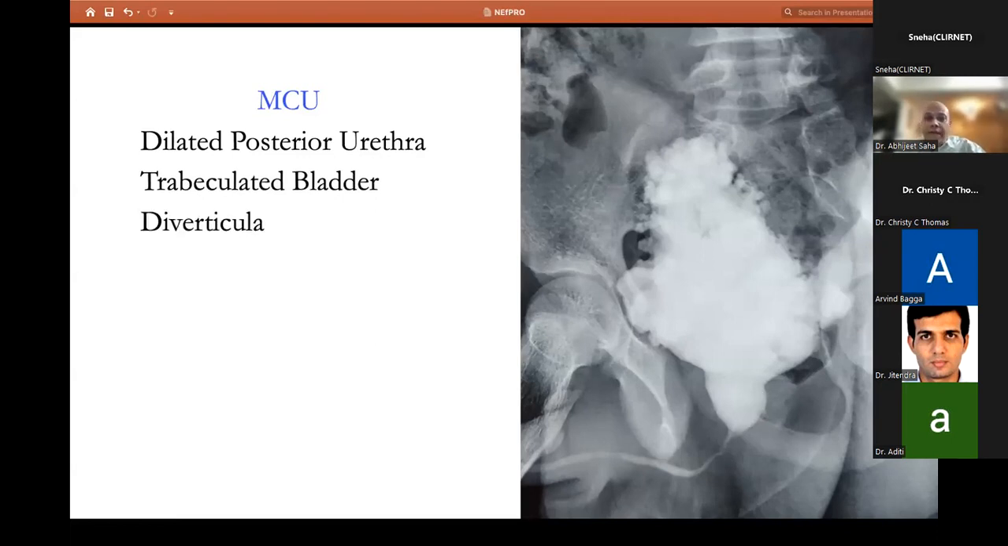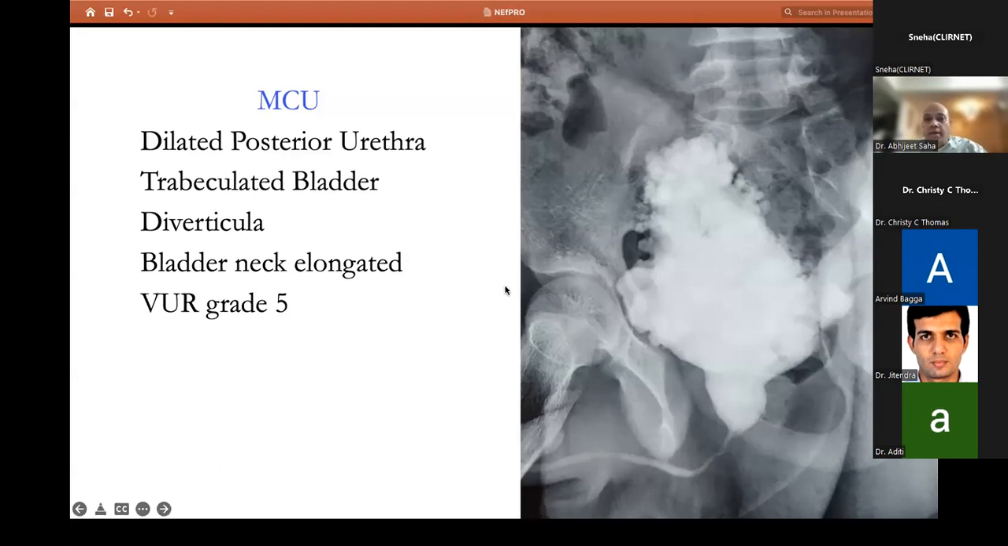Along with multiple diverticula, the bladder is also elongated here. The bladder neck is elongated. And you can see here on the left side, there is a huge dilatation of the ureter showing grade 5 vesiculoureteric reflux. So this child is having obstructive uropathy.